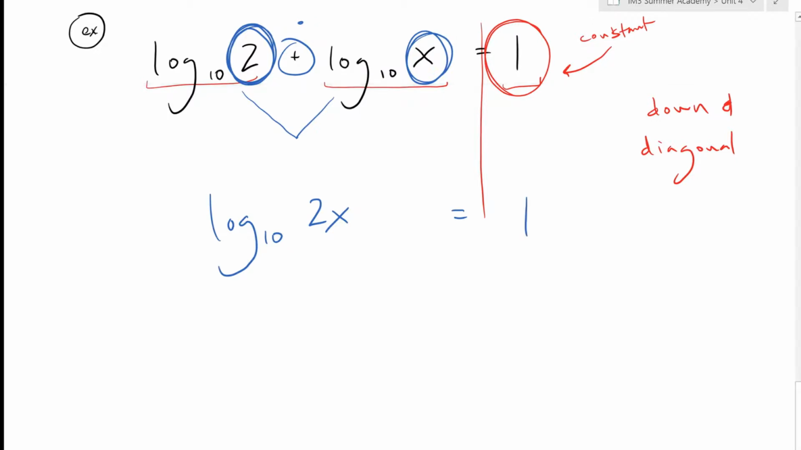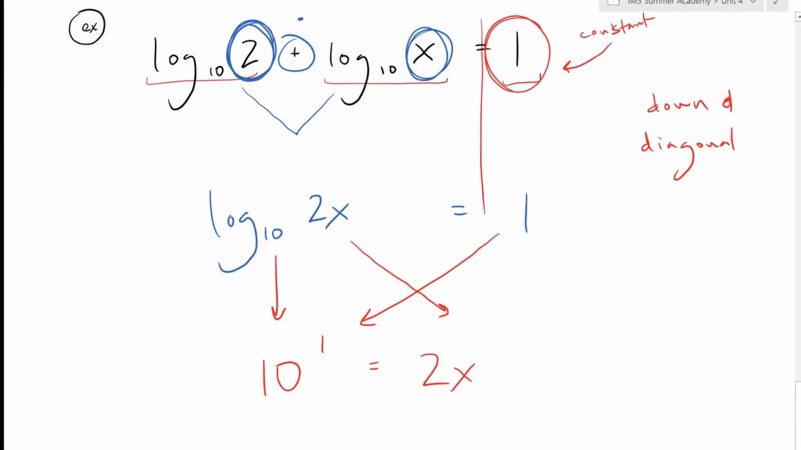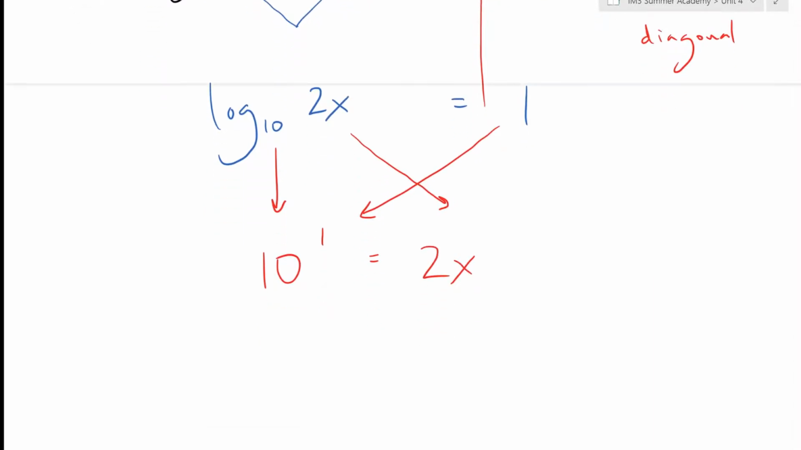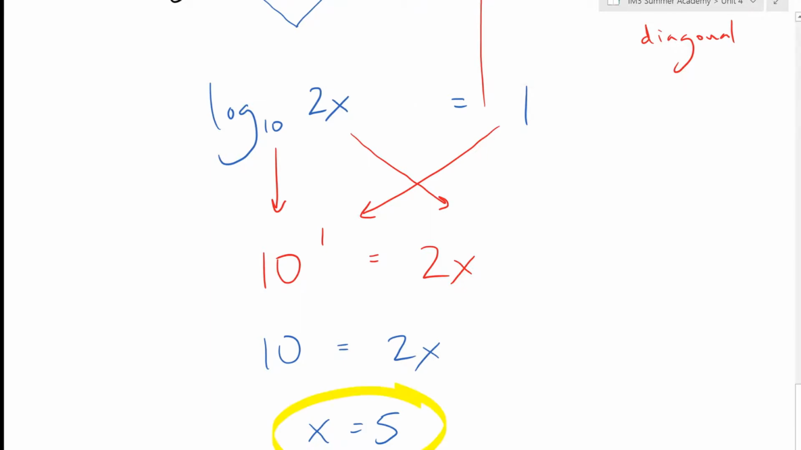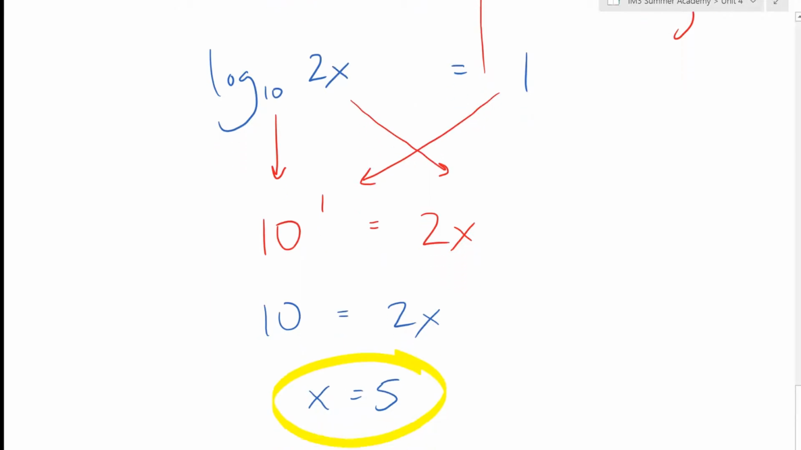So we still need to get rid of log, but since we can't cancel them, we're going to use down and diagonal to make this exponential form. 10 comes down, 1 becomes the exponent over here, and 2x goes the other way. 10 to the 1 power is just 10. And then we got 2x. And dividing both sides by 2, x equals 5. And there we go for that one. We got a nice answer of 5.